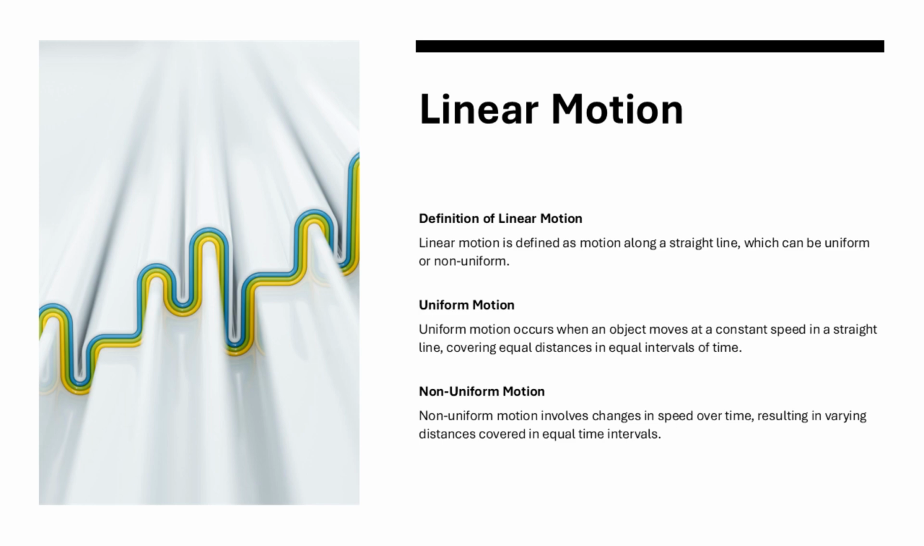Linear motion is the simplest form of motion. Linear motion occurs along a straight line. The object can move at a constant speed or a changing speed. Uniform motion occurs when an object moves at a constant speed in a straight line, covering equal distances in equal intervals of time. Non-uniform motion involves changes in speed over time, resulting in varying distances covered in equal time intervals.